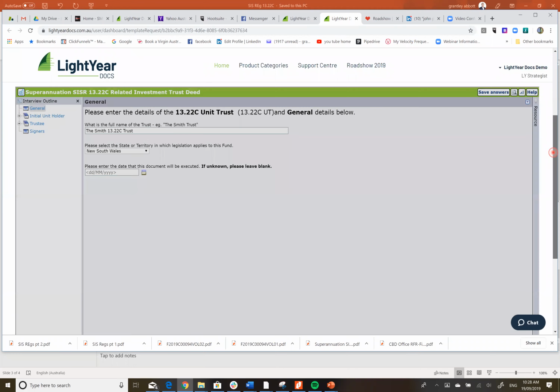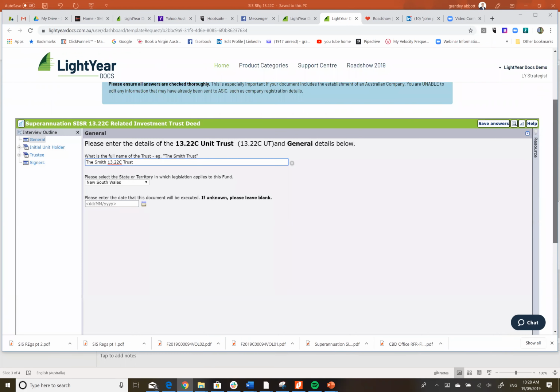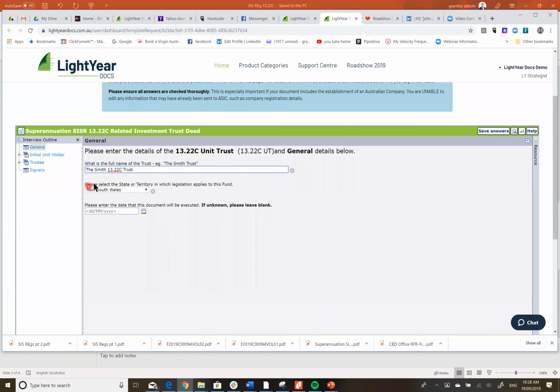And so I've got the one. I'll just go through the whole thing. So I've called it the Smith 1322C Trust. I like to put the 1322C in there because otherwise the auditors just freak out. But the auditors will not understand. We'll just assume this is a related trust.